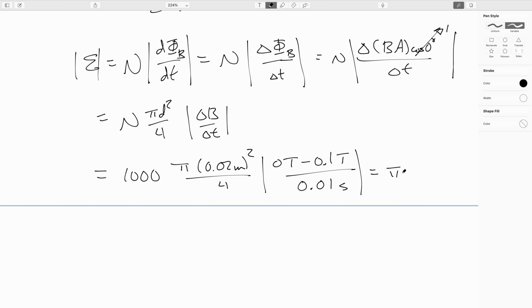You have Tesla meters squared per amp. I am going to leave that as an exercise for you to convince yourself that it is Tesla meter squared per second. I'm going to leave that as an exercise for you to convince yourself that that is a volt. So it turns out that is pi volts.